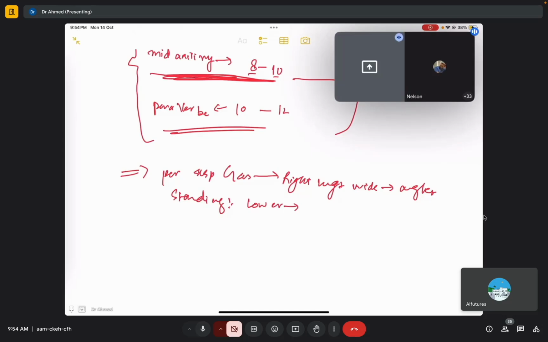For example, if this person is in supine position, what do you think? Inferior part of the lower lobe, or posterior part of the superior lobe? Okay, posterior part of the superior lobe, and superior part of the inferior lobe. It does make sense.